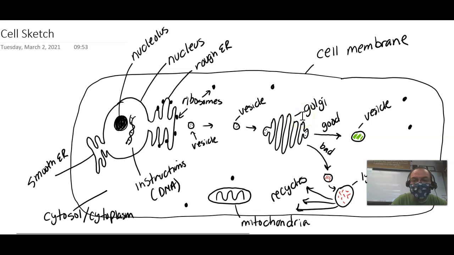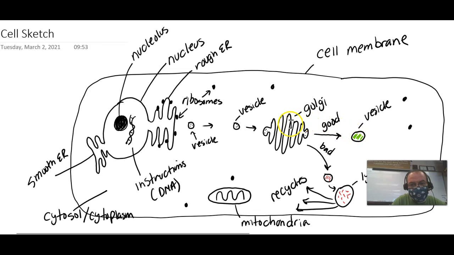Golgi apparatus. And the Golgi apparatus has a couple jobs. And basically what the Golgi do is they check to make sure the contents of the vesicles are well made. And if they are well made, they will then repackage them and put an address on them, just like the post office, and put them into another vesicle. And that vesicle is off to different parts of the cell, or can even leave the cell.